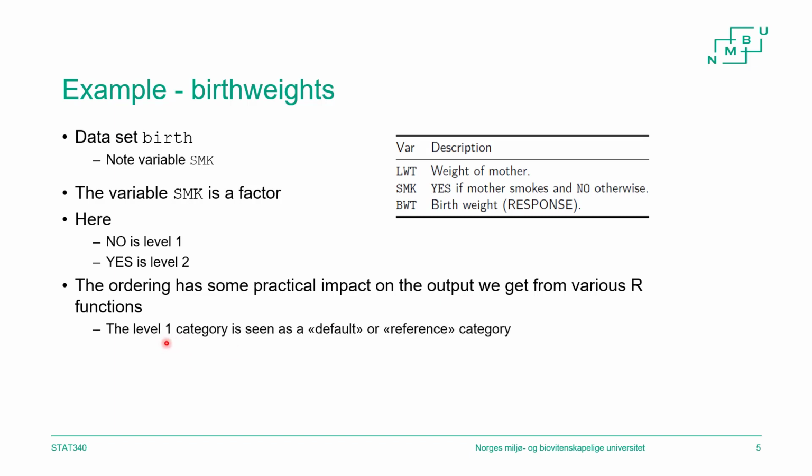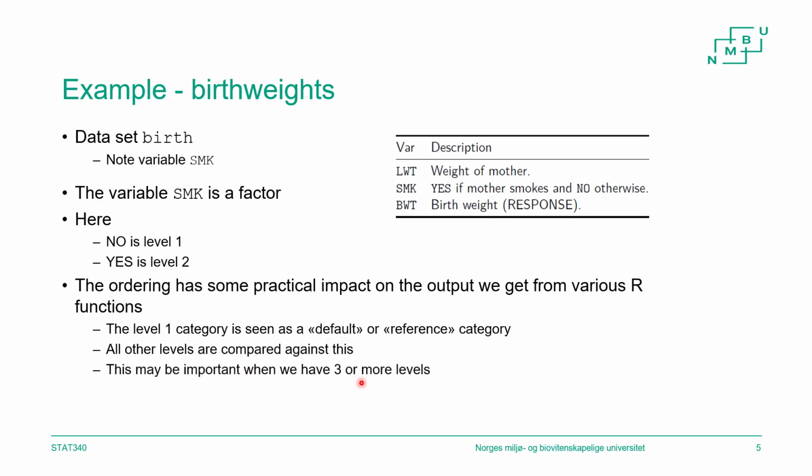And as I said, the level 1 category is sort of the reference. Think of it in this way. All other levels are compared against this reference. And as long as we have only 2 levels, there is only one way of comparing. But if we had 3 levels, then both level 2 and 3 are compared against level 1, but not against each other. So this is important when you have 3 or more levels, especially important.